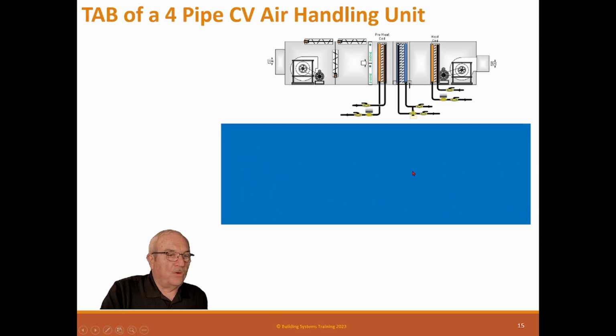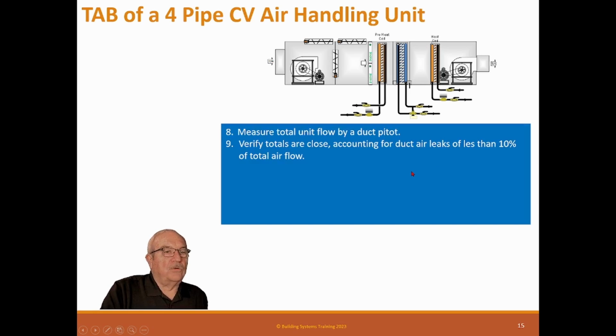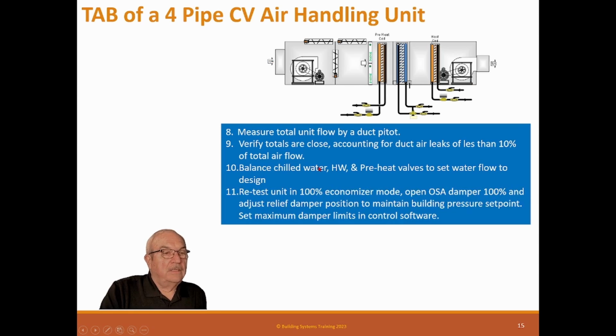Same procedure for all economizers. Measure total flow by duct pitot. Verify the totals are close. So make sure that what you've measured at the grills is close to the unit flow that you have here. If it's greater than 15%, 20%, you've got a problem. Balance chill water, hot water, preheat valves, and set the water flow to design.